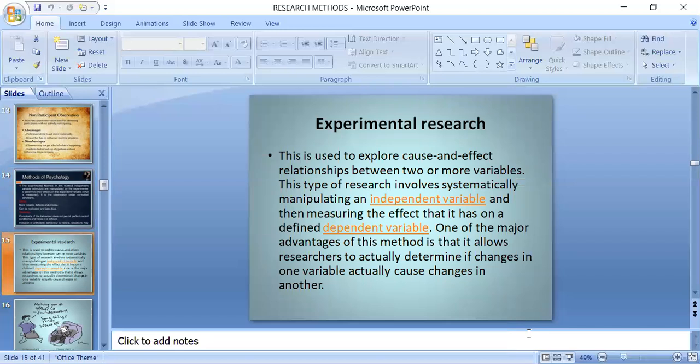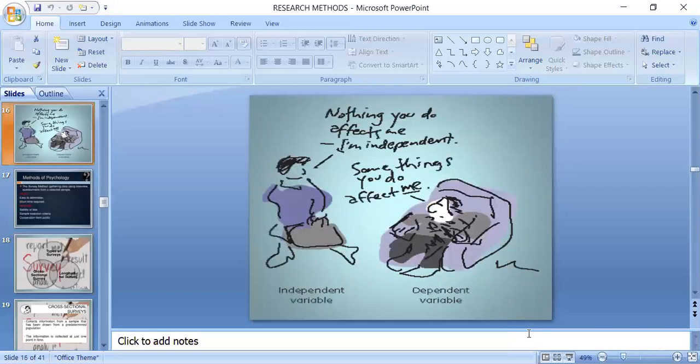In experimental method or research, we explore the cause and effect relationship between two or more variables, and this type of research involves systematically manipulating an independent variable and then measuring the effect that it has on the dependent variable. The independent variable is the cause and the dependent variable is the effect. One of the major advantages of this method is that it allows researchers to actually determine if changes in one variable actually cause changes in the other variable.